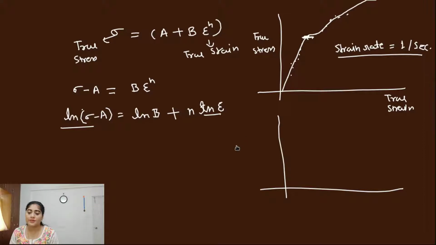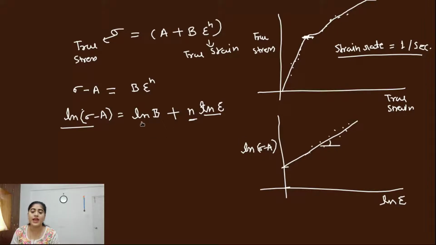So like that you can make the graph between ln of (sigma minus A) versus ln of epsilon. Here epsilon is the true strain, sigma is the true stress, and A is the yield stress of the material at the reference condition. Suppose you find some data points like this, and you make a trend line on this data and you get this type of line. So what is the slope? The slope is nothing but the n value. And what is the intercept? The intercept gives you the ln B value.